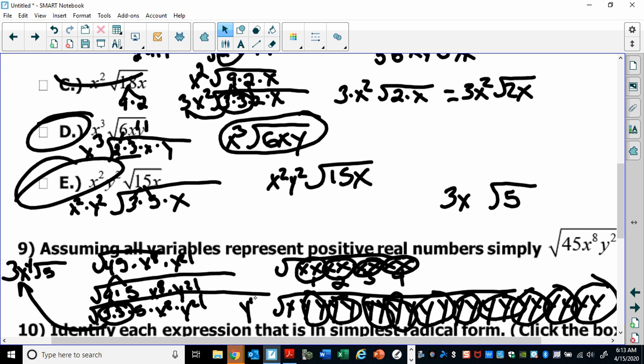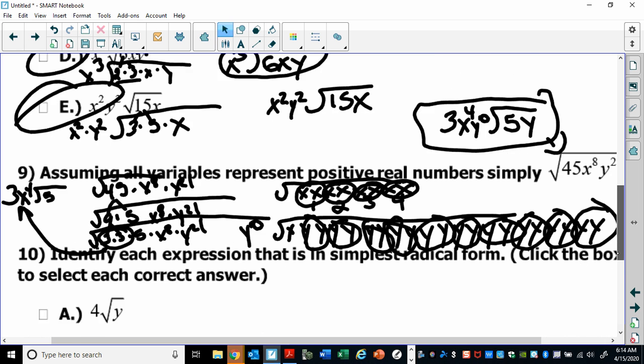But wait a minute, we did not have a group for this y. So what happens with that y? It stays there. So your answer is going to be 3x to the 4th. I forgot to write my 4. y to the 10th, 5y. That is the answer for this problem.